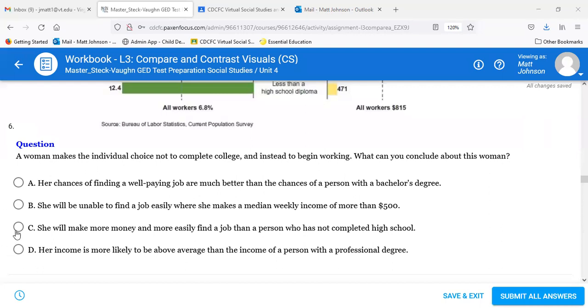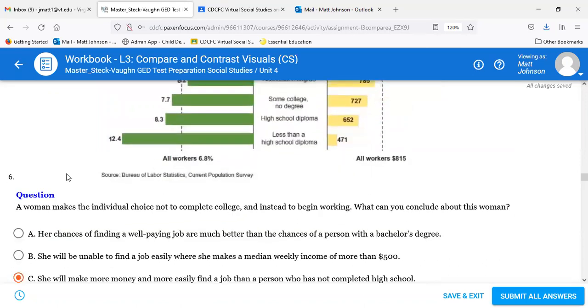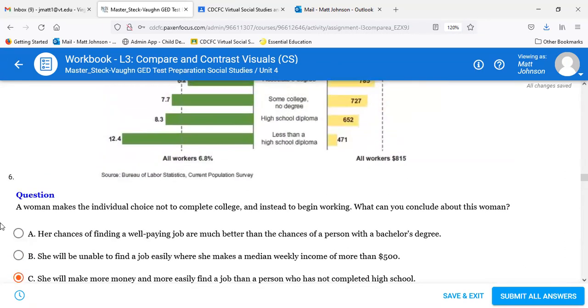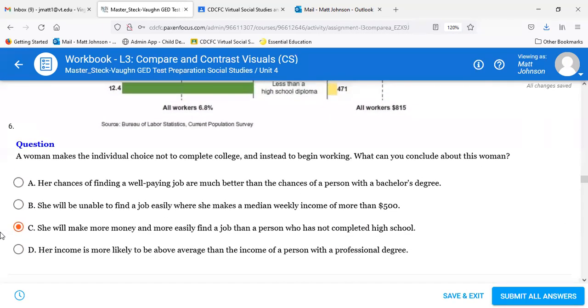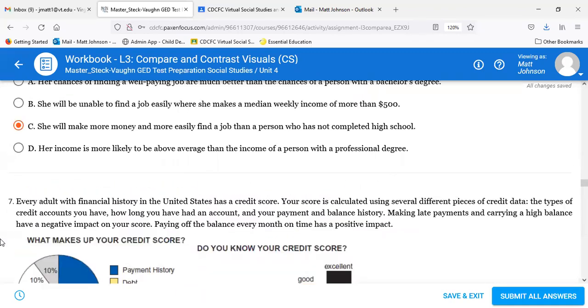The answer is C. You make the inference that if she's leaving college, she has completed a high school diploma. So that means she's in that second bracket, with about 8.3 unemployment and 652 median weekly income. So six is C. And then a little text here.